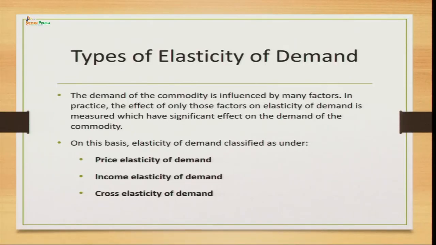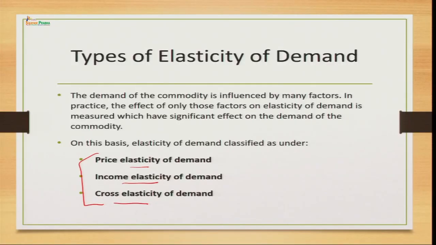Now we are going to understand the different types of elasticities, and majorly we are going to talk about the price elasticity, income elasticity and cross elasticity. Though there can be different elasticities which can be discussed, like advertisement elasticity, taste and preference elasticities, that depends upon the factor which you are taking into consideration for your study. But as we all know, these are the most important factors which affect the demand of any commodity. So for that reason, we are going to talk about price elasticity, income elasticity and cross elasticity in detail.